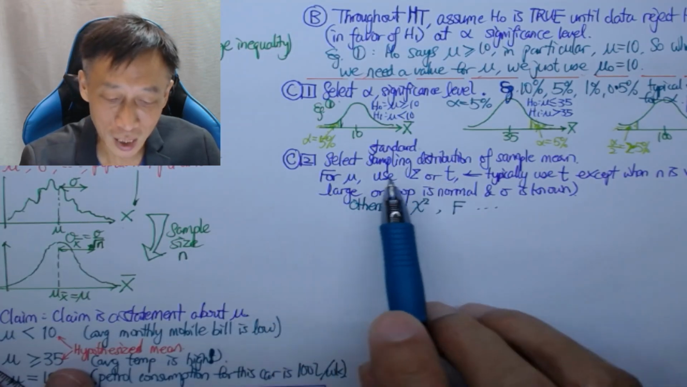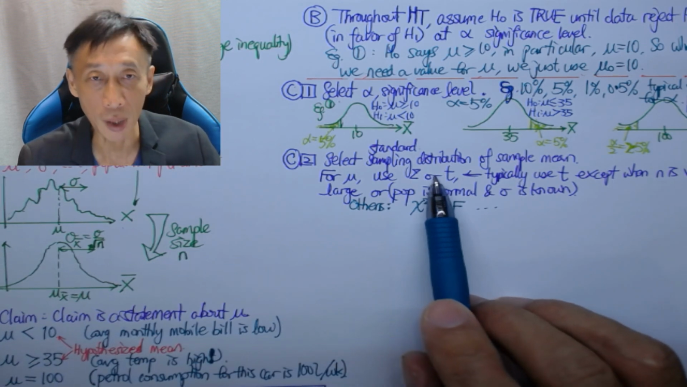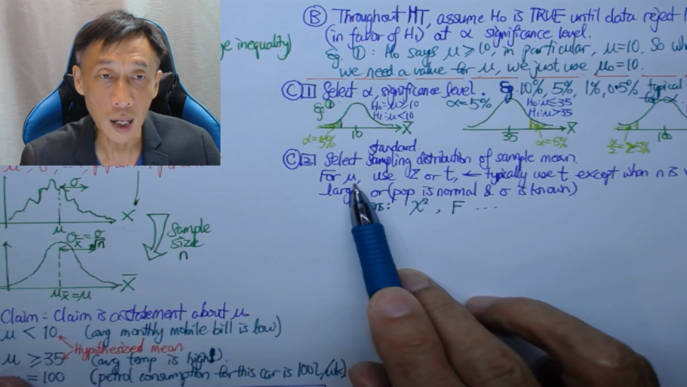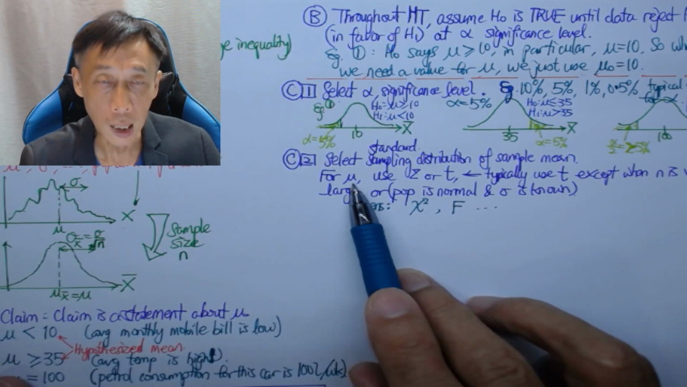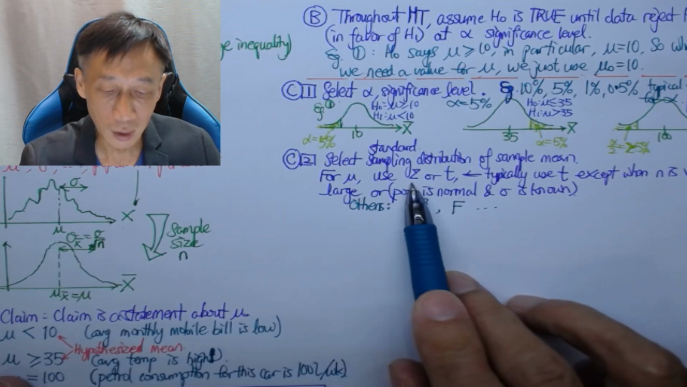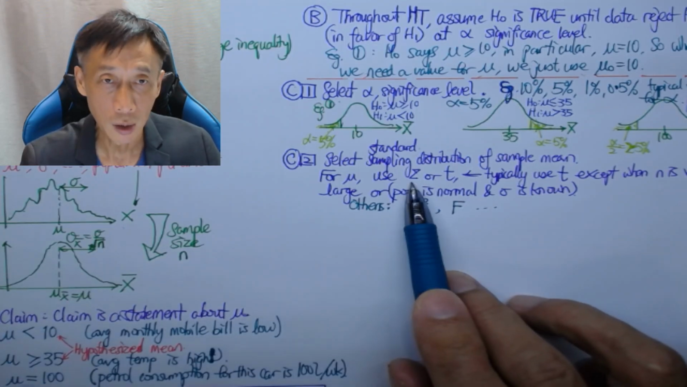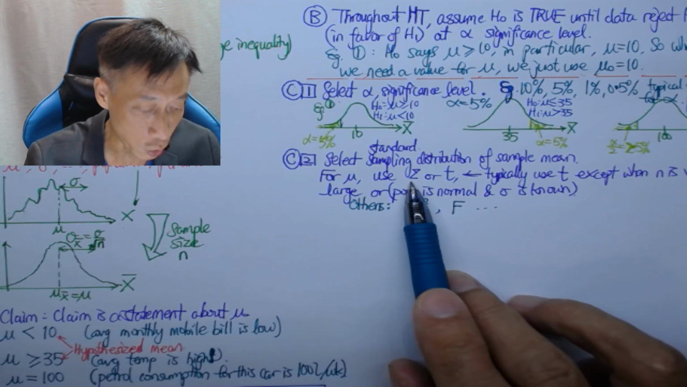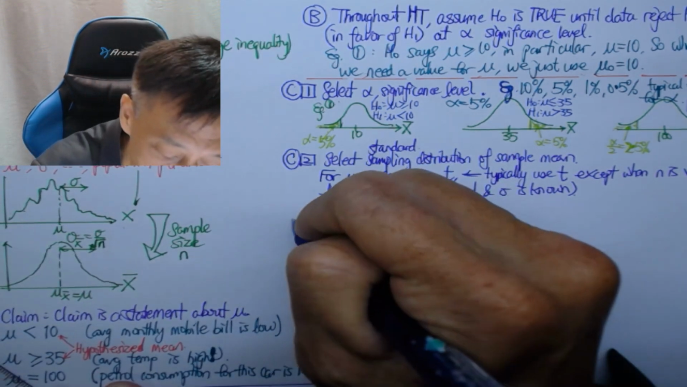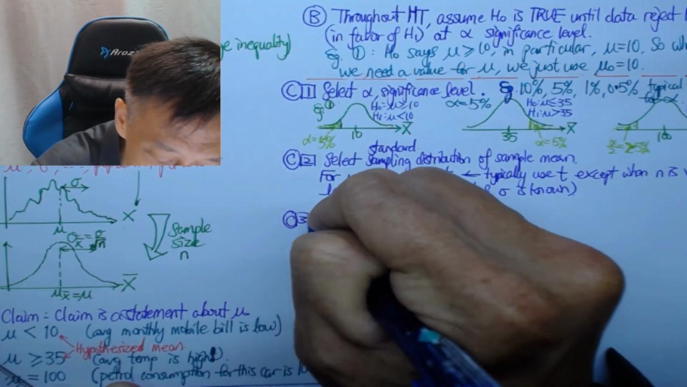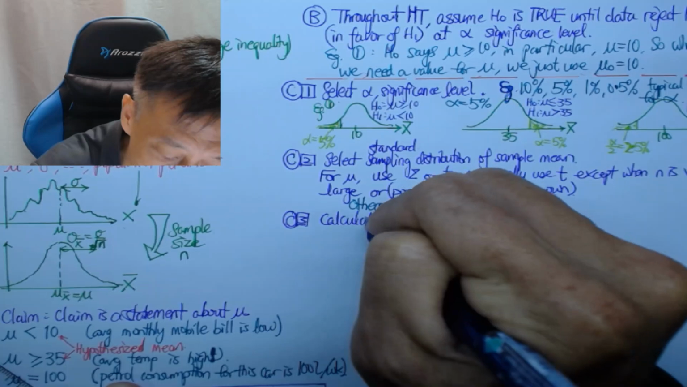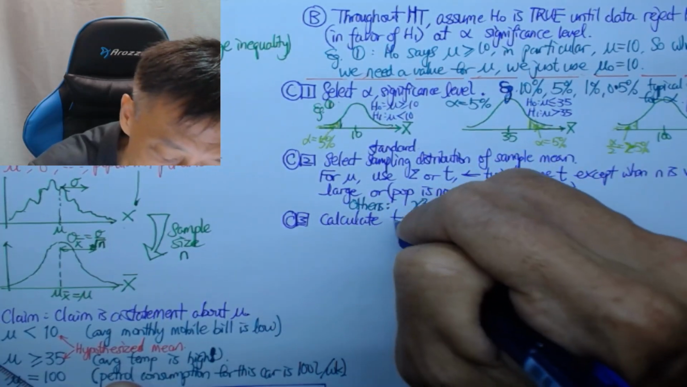And why we have to say this is because it's a conscious step that we use. What are we testing? If we are testing for mu, then we don't have much of a choice. It's either Z or T. If we use Z, then we use the Z formula for our next step, which is to calculate the test statistic.